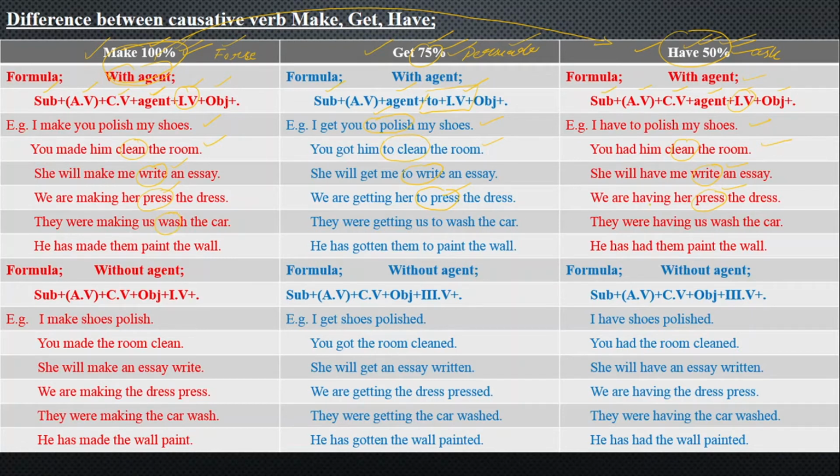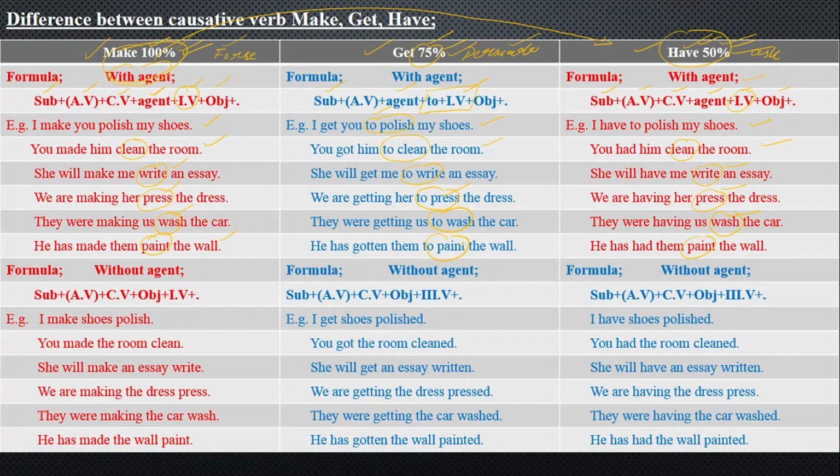Next we have got they were making us wash the car. Now they were having us wash the car. Now both are the first form, and the difference I told you again, that is to plus first form of the verb. They were getting us to wash the car. Next sentence we have got he has made them paint the room. He has had them paint the room, but he has gotten them to paint the room or the wall.